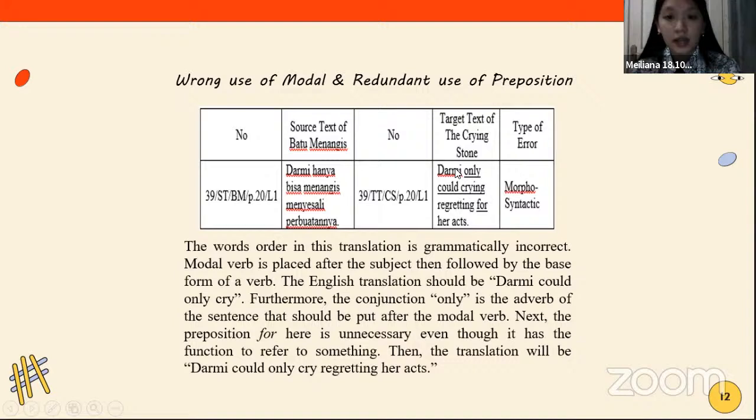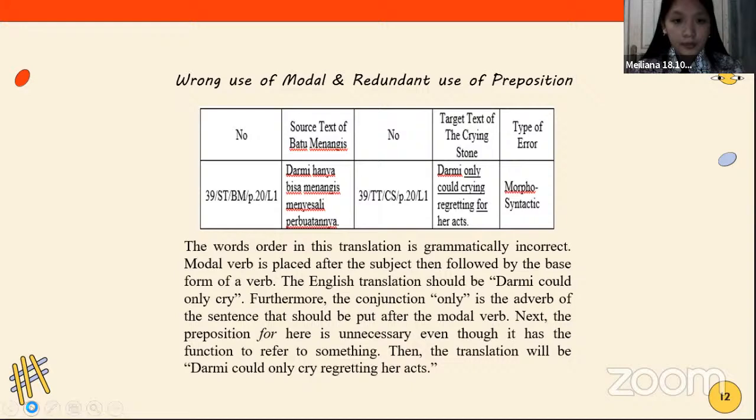And then for the conjunction, only indicates the adverb of the tenses of the sentence that should be put after the modal verb. And then for the preposition for, it is unnecessary, even though it has the function to refer to something. But again, as a translator, we need to make our translation not really detailed. I mean, we should not add unnecessary words. And then the translation should be, Dermy would only cry, regretting her acts.